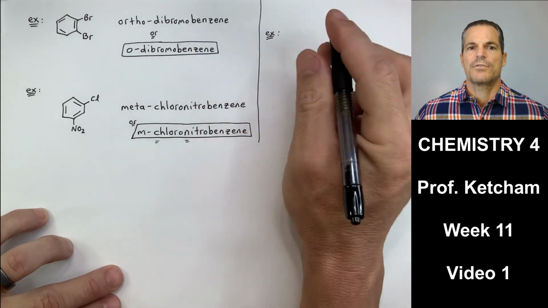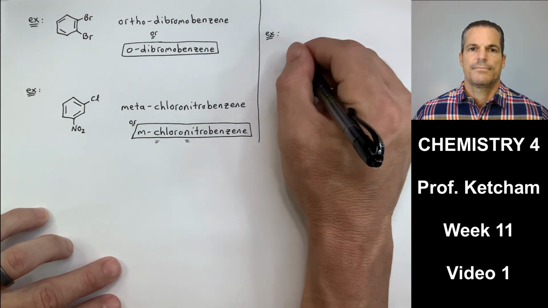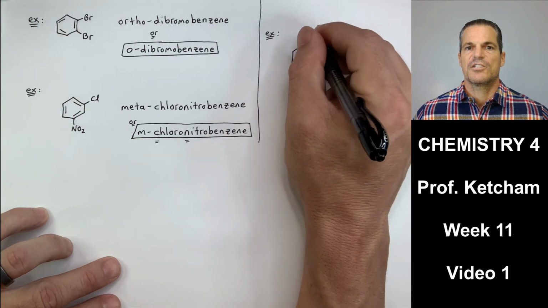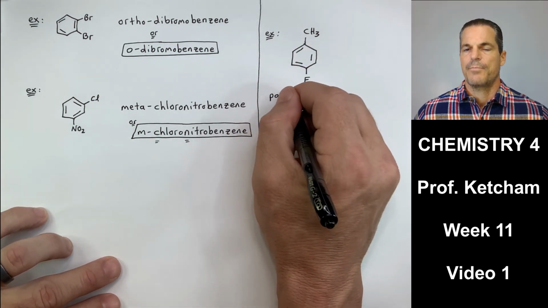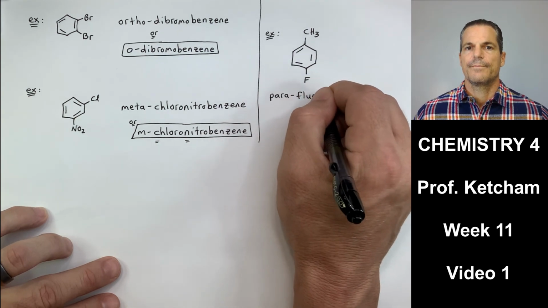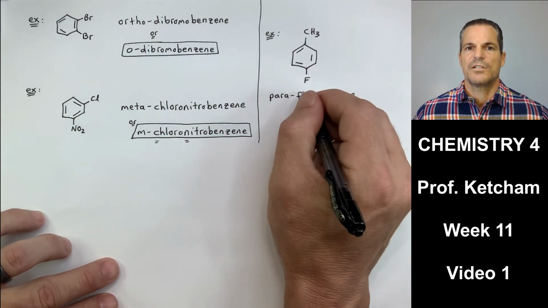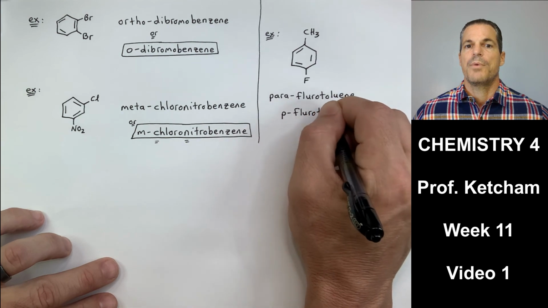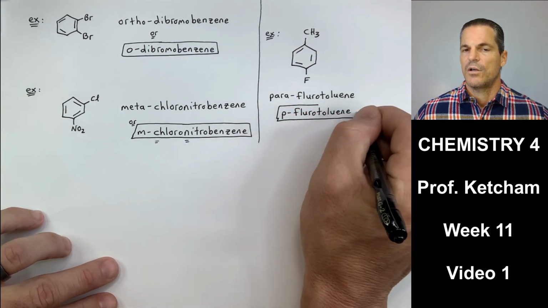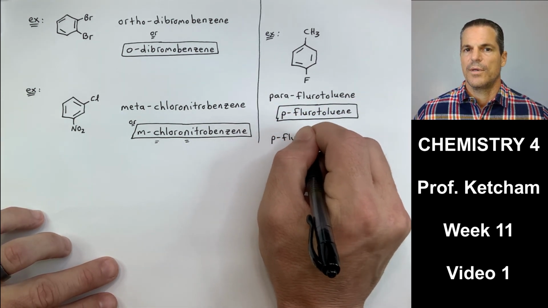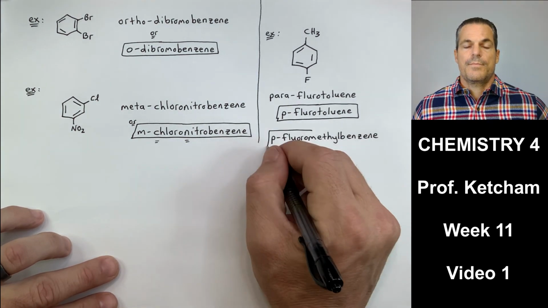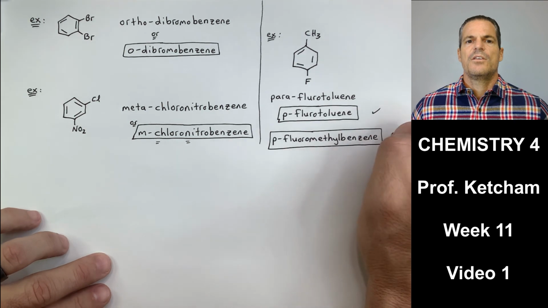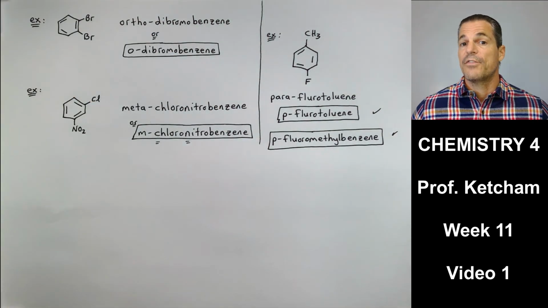Meta-chloronitrobenzene. Next example, I have a CH3 on the top of my benzene ring and a fluoro on the bottom. So this is para, 1,4. Number the ring anywhere you want. The substituents are 1 and 4. So this is para-fluorotoluene. Why did I call it toluene? Well, toluene is a benzene ring with a CH3 group on it. That is apparent. You could also call it para-fluoromethylbenzene.